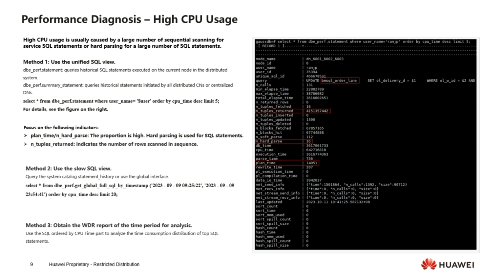High CPU usage of the database is normally caused by bad SQL execution. For example, there are no valid indexes for the query, or that it requires a lot of hard parsing. But how do we find those problematic SQL statements? One way is to analyze them with the unified SQL views.